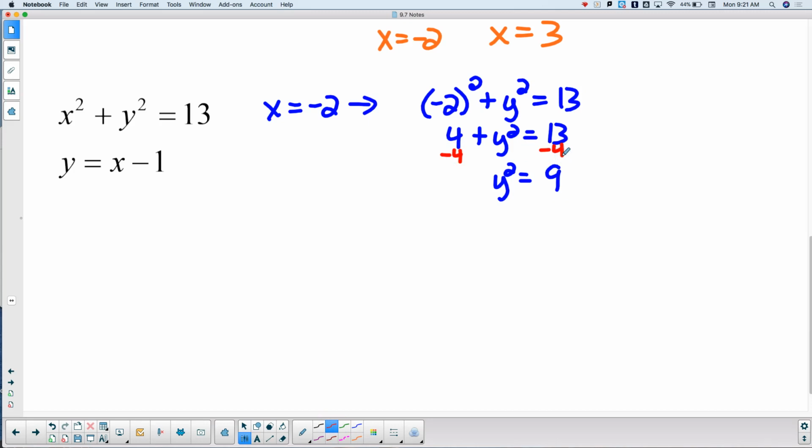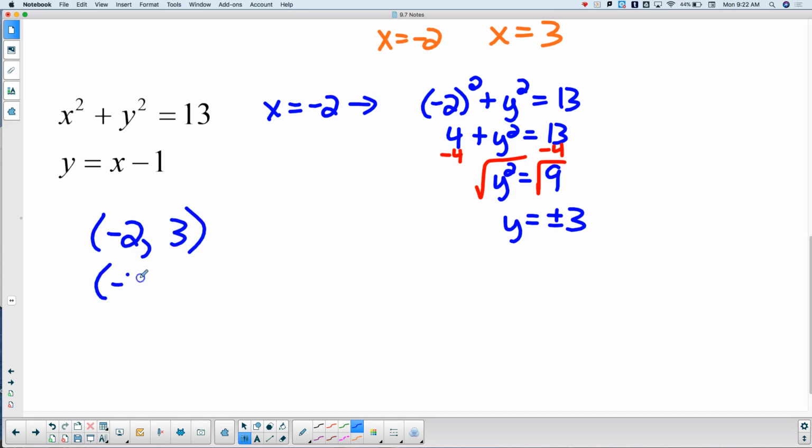What would you do next? Square root. Y equals plus or minus 3. Right? So that's telling me that if x is -2, y is either 3 or -3. Agree? Okay, so those are possible points right there.